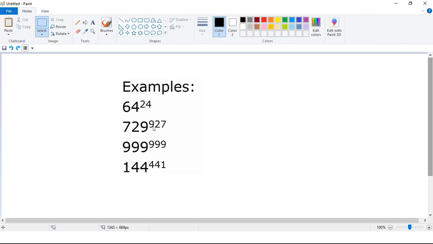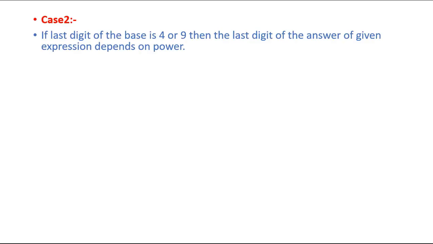I hope you guys have understood case 2. I am repeating the case. If the last digit of the base is 4 or 9, then the last digit of the answer of the given expression depends on its power. That's it in this session.